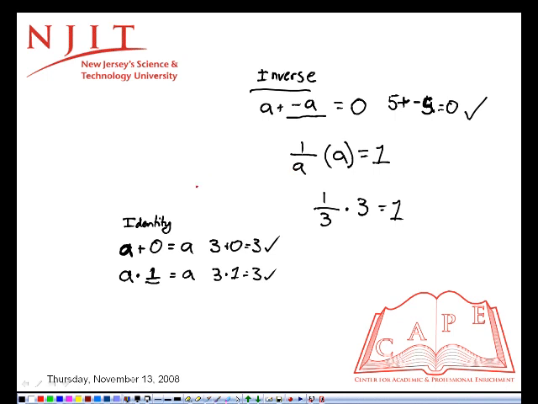So, just a quick recap, the names that we've learned today. We have the closure property, commutative property, associative property, distributive property, identity property, and inverse property.